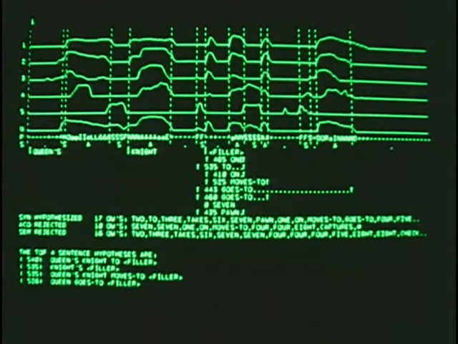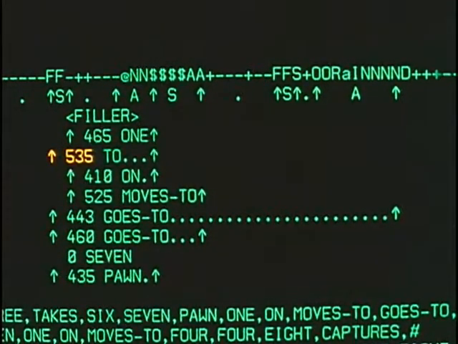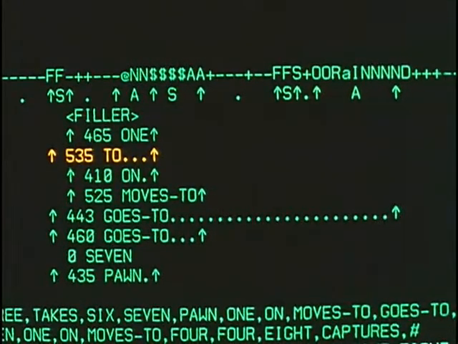But now the system makes an error. In this cycle, the system is trying to determine the word following Queen's Knight. Because of an error in segmental feature identification, the system incorrectly matches part of the following word as part of "to." Let us examine what caused this error.